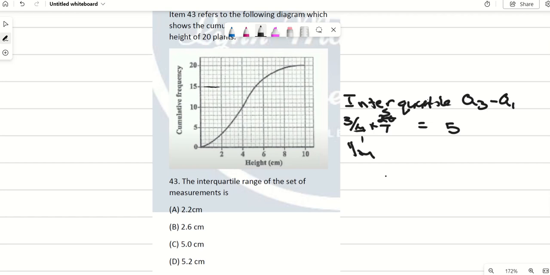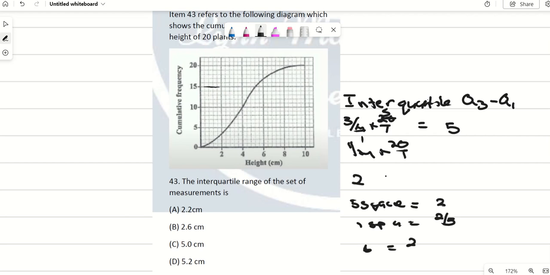Q1 is a quarter of 20, which is 5. So we want to find out where's 5, which is like 2 with 5 spaces is equal to 2. So 1 space would be equal to 2 divided by 5. So we want to find out 5, 6.